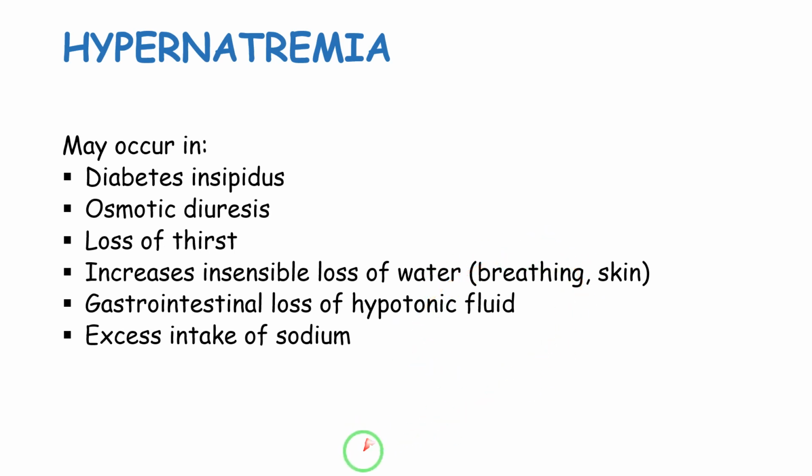Hypernatremia usually occurs in case of diabetes insipidus, when there is a decrease in the antidiuretic hormone. It also occurs in osmotic diuresis, secondary to anything that increases the osmolarity. It occurs in loss of thirst, when there is a defect in the thirst center and the patient cannot sense that he is in need of water. Sometimes there is increased insensible loss of water from the skin or respiratory tract, for example when there is an increased respiratory rate, where abnormal breathing leads to loss of a large amount of water.